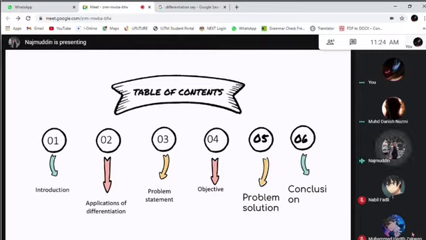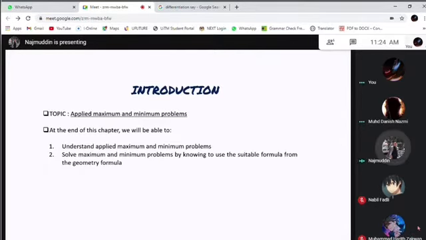Okay, the table of the content: we have Introduction, Application of the Differentiation, Problem Statement, Objective, Problem Solution, and Conclusion. For the introduction, the topic that we'll present is applied maximum and minimum problems. At the end of the chapter, we will be able to understand applied maximum and minimum problems. And then we can solve maximum and minimum problems by knowing to use the suitable formula from the geometry formula.